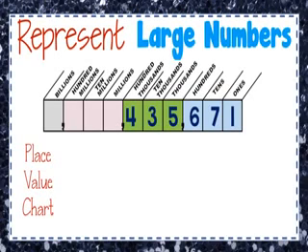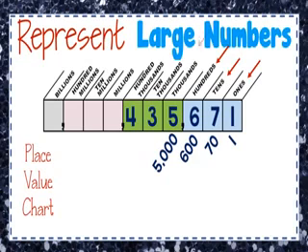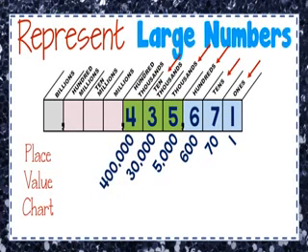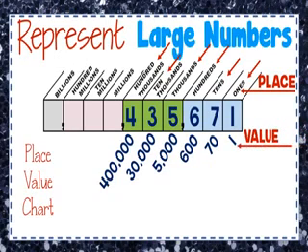So here is the number 435,671. Look at the 1. It's at the 1's place, so it has a value 1. 7 is at the 10th place, so it will have a value 70. 6 is at the 100th place, so 600. 5 is at the 1000th place, so it has a worth of 5,000. You can see 3 is at the 10,000s place, so it has a value 30,000. 4 is at the 100,000 place, so 4 will have 400,000 worth. So you have to be clear about the difference between the place and its value.